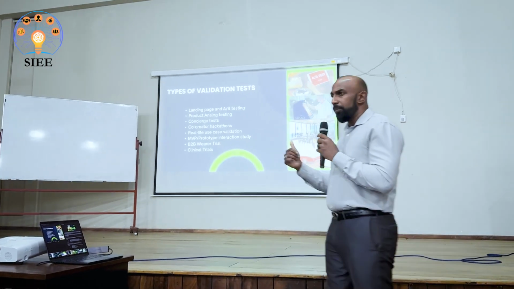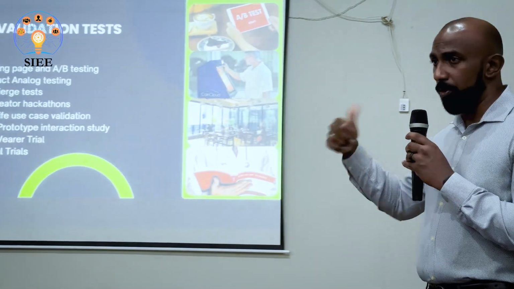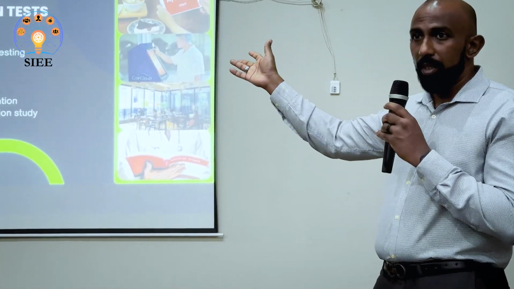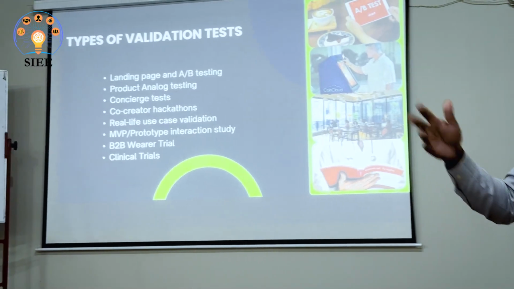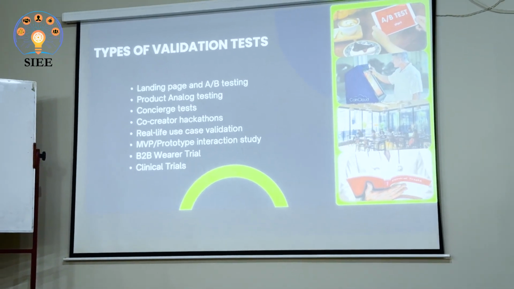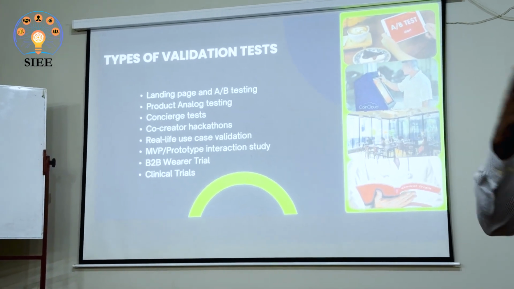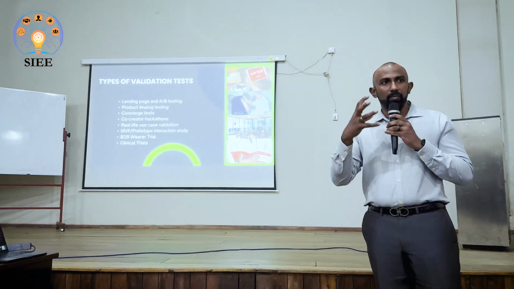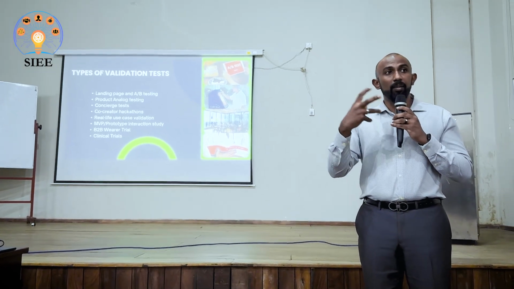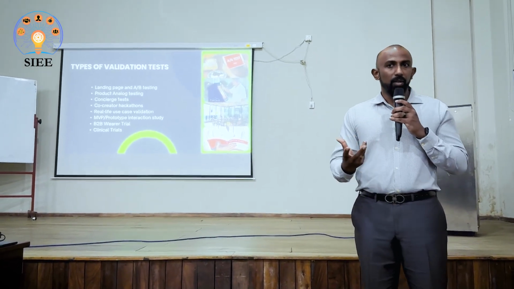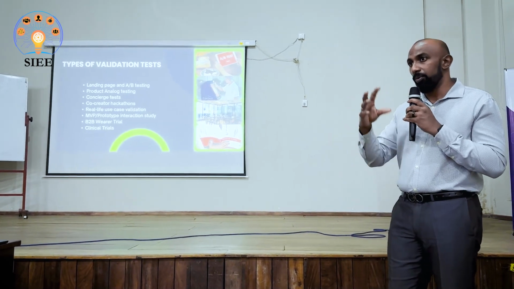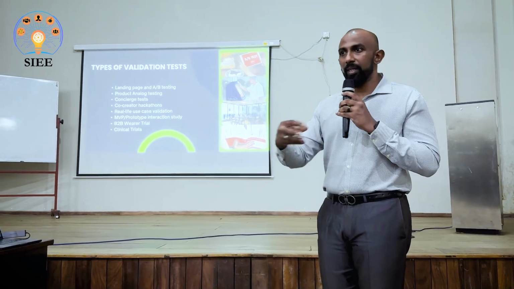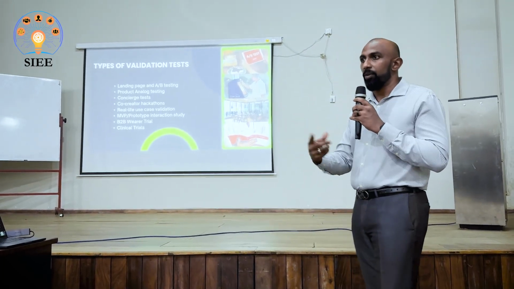So these are different types of validation tests. I'm going to quickly run through because I've already mentioned most of them. Landing pages, A/B testing, right? A/B testing means you have two different versions. You want to test out which version is going to work, right? Product analog testing means a very early stage product without that much automation. Analog testing, that's what we call it, without that much automation, you can do things more manually. You can get things done manually without automating them, right?